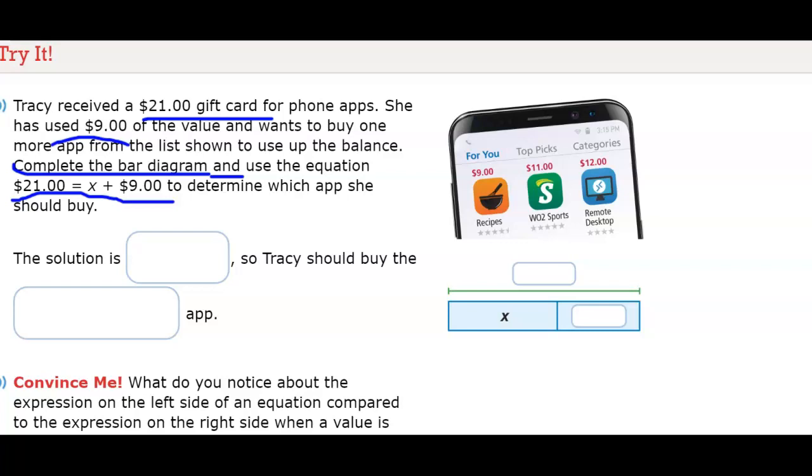So first, let's use the diagram. She received a $21 gift card, so this entire bar is going to represent the $21 gift card. The x is going to represent the app cost. And then we have $9 that's going to go here in the other blank space of the bar diagram. So out of the $21 that she has, she spent $9 of it and wants to buy another app that we don't know what that cost is yet.